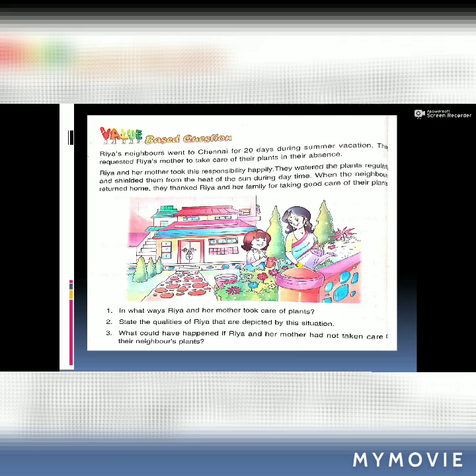Okay, so you see here, Ria's neighbors went to Chennai for 20 days during summer vacation. They requested Ria's mother to take care of their plants in their absence. Ria and her mother took this responsibility happily. There was no burden; they could water the plant, and that is enough to take care. They watered the plants regularly and shielded them from the heat of the sun during daytime.